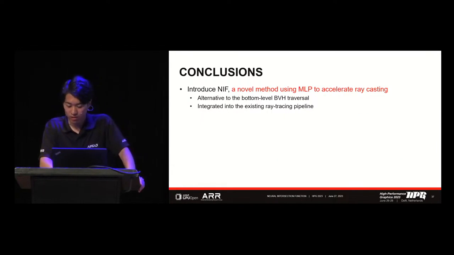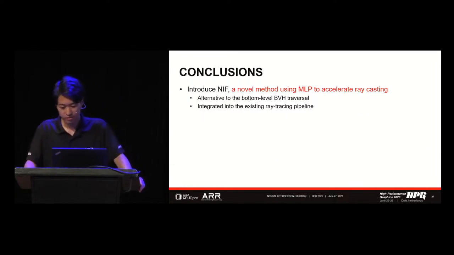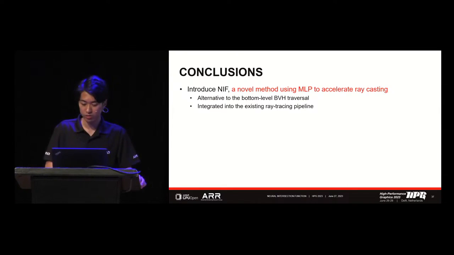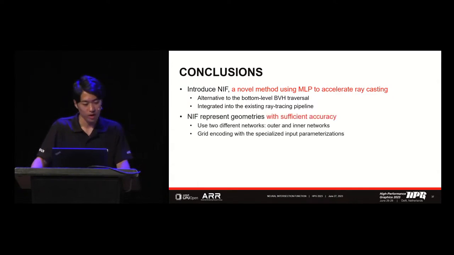Then to conclude our research here, we introduced a novel method using MLP to accelerate the ray casting time, called the neural intersection function. It works as an alternative to the bottom level BVH traversal and can be integrated into the existing ray tracing pipeline, which has never been shown before. We also showed NIF can represent geometry with sufficient accuracy with improved performance.